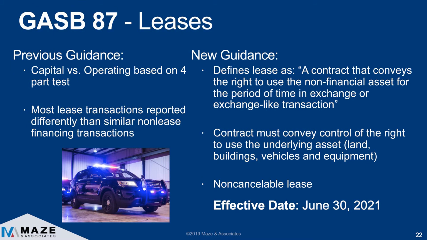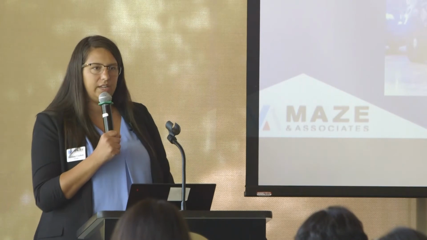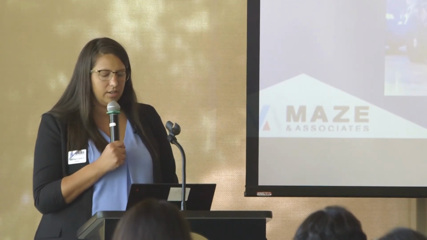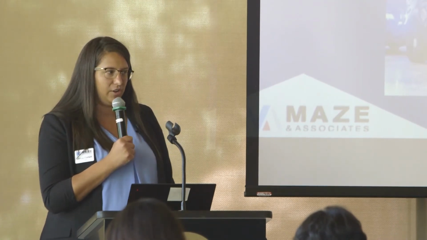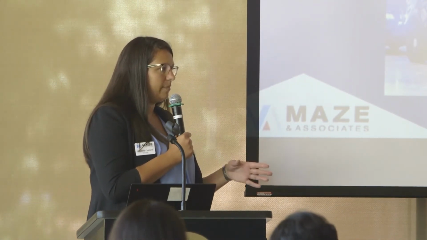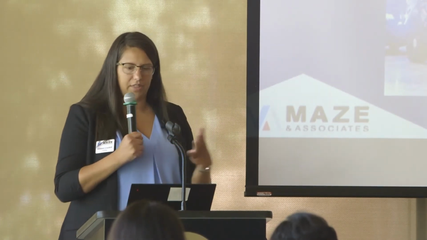Okay, so here's the most exciting and thrilling one that's coming down the pike. This one is GASB 87, Leases, which is effective in fiscal year ending June 30, 2021. And so this is the hot and new item that everyone's talking about these days. But basically, under the previous GASB guidance, leases were classified as either capital or operating, depending on a 4-part test, and that's under Statement 15. But what ended up happening is that a lot of lease transactions were being reported differently than similar non-lease financing transactions. And so GASB said, let's bring the lease requirements in line with FASB lease requirements so that the GASB and FASB are the same.